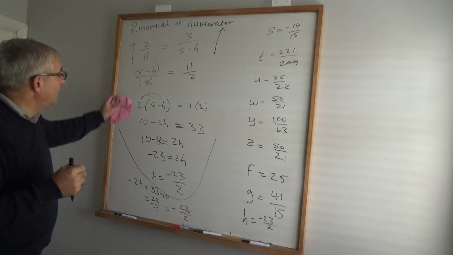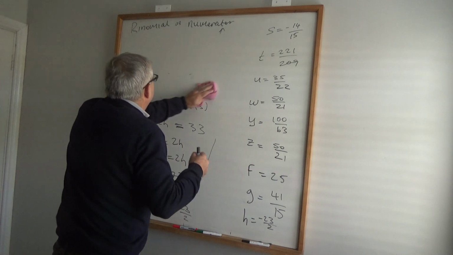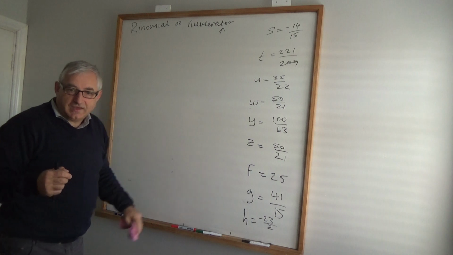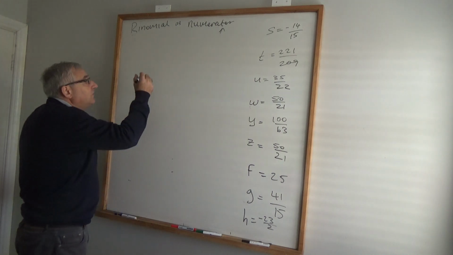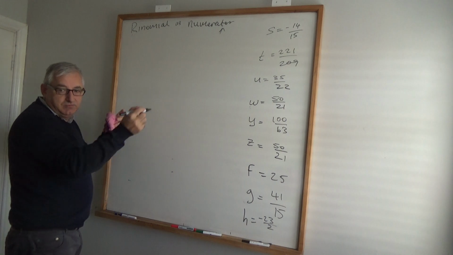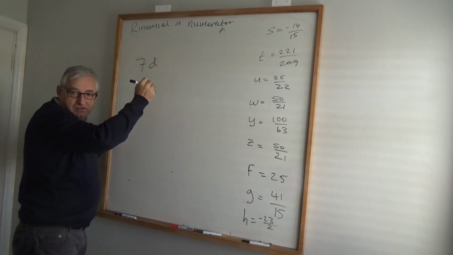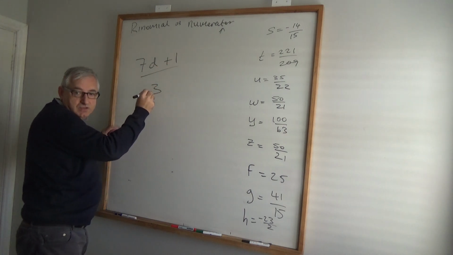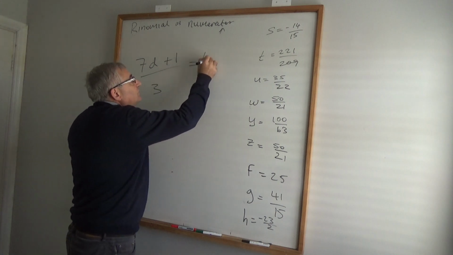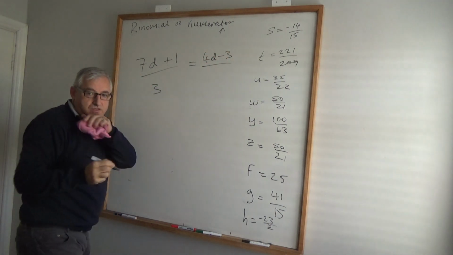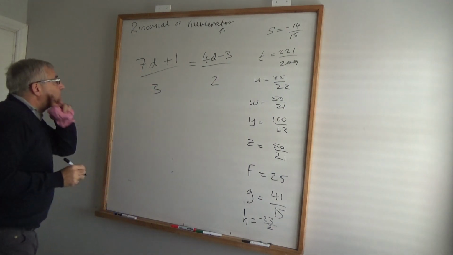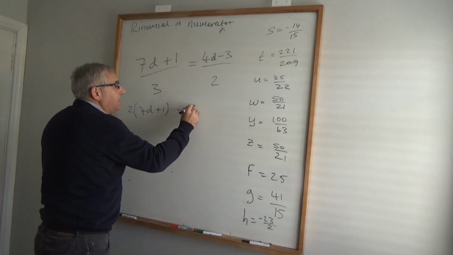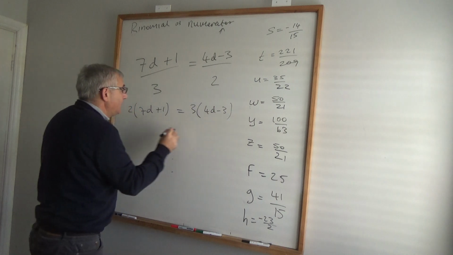And lastly, and a very interesting one because there's 2 binomials in it. We have, so let's flip it upside down. And because the bigger one is 7, let's move the 7 one here. So let's go 7d plus 1 over 3 equals 4d minus 3 over 2. Bring the 2 up. Multiply in.